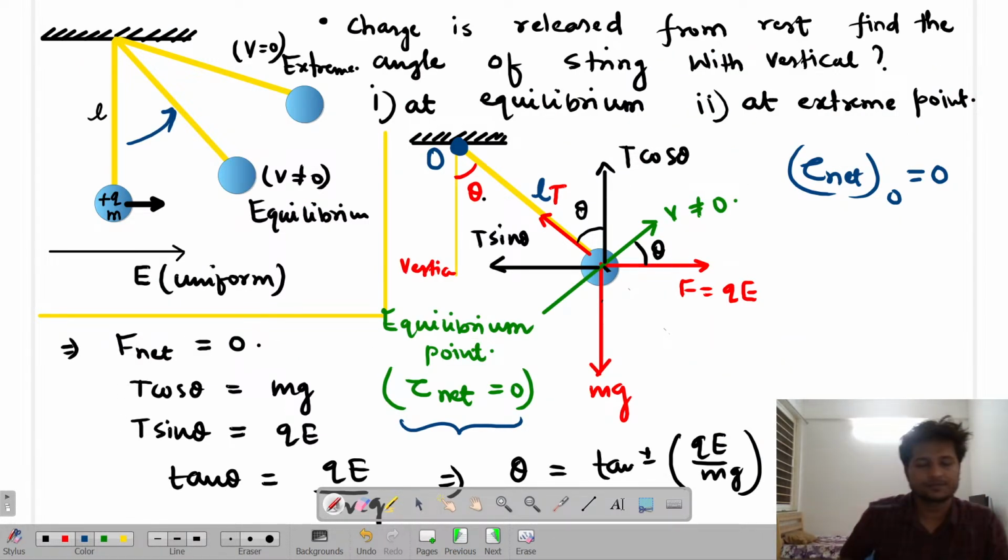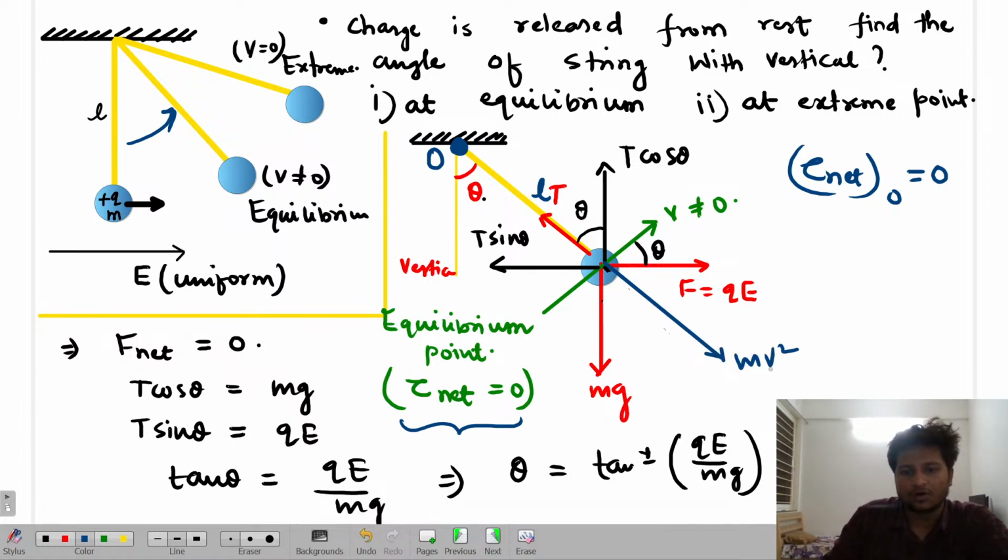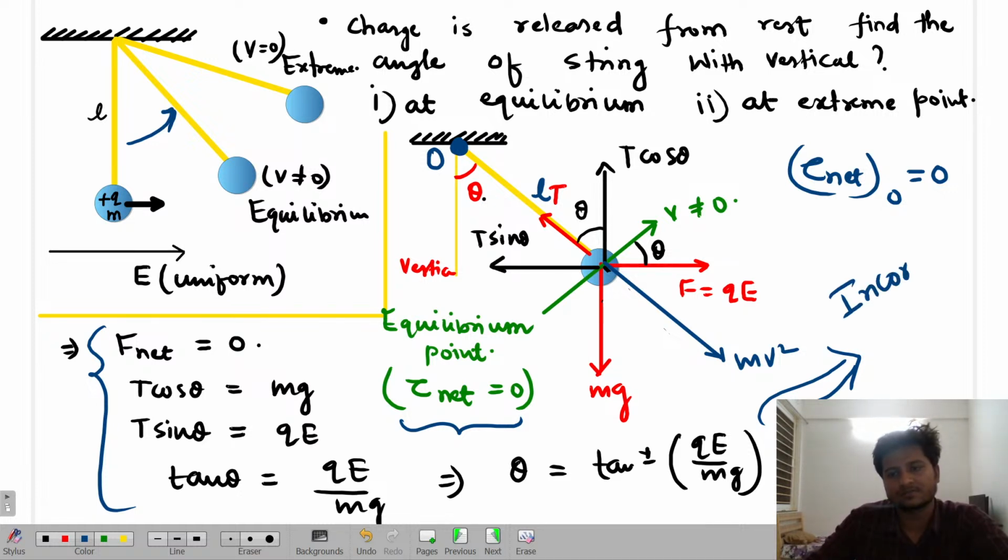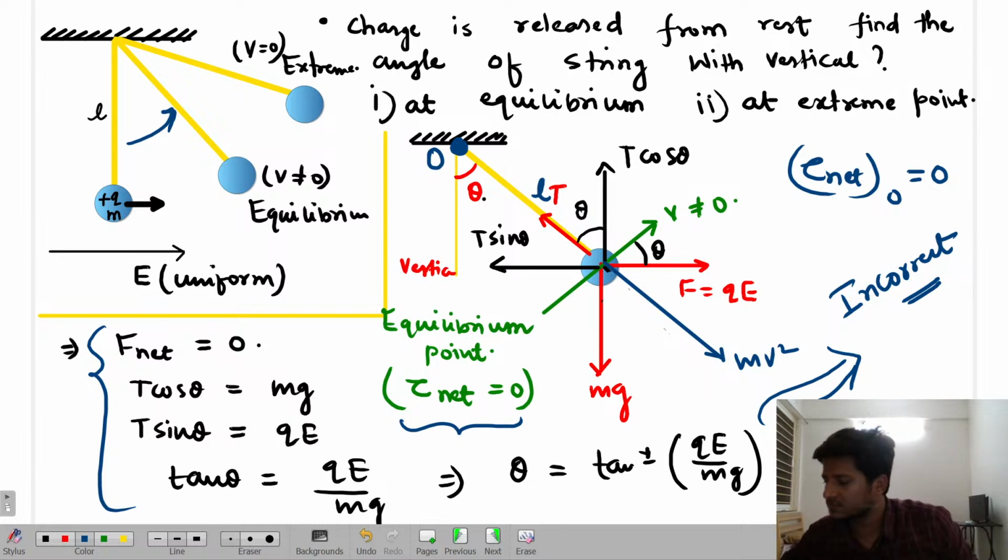Are you able to get me or not? Not the net force equal to 0. Is that clear? Because here velocity is not 0. Here there is an extra term of centrifugal force which is present over here. Is this clear? So although we get the answer with this F net, theta equal to tan inverse QE by mg, this is totally an incorrect procedure to find the equilibrium.